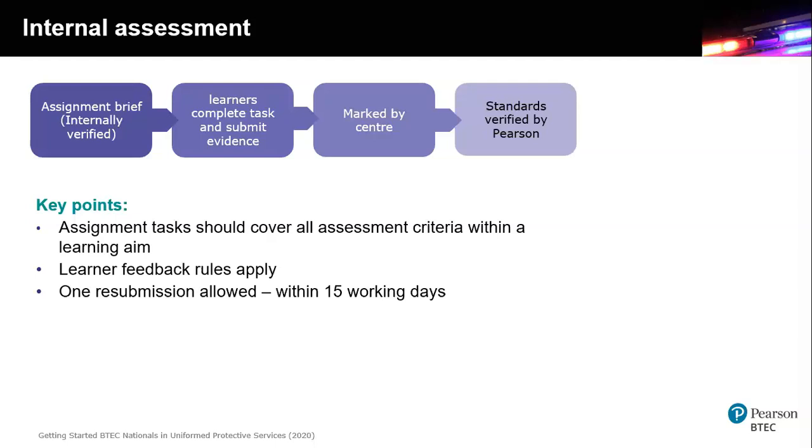The assignment task must cover all the assessment criteria with a learning aim. So you cannot split learning aims across different tasks, please. They should be incorporated within a task. And likewise, you can't split them across different assignment briefs. Your assignment brief should be written from distinction down, so you should be targeting the distinction criteria, with the merits and passes falling out of those. We shouldn't be seeing separate tasks for pass, merit and distinction.